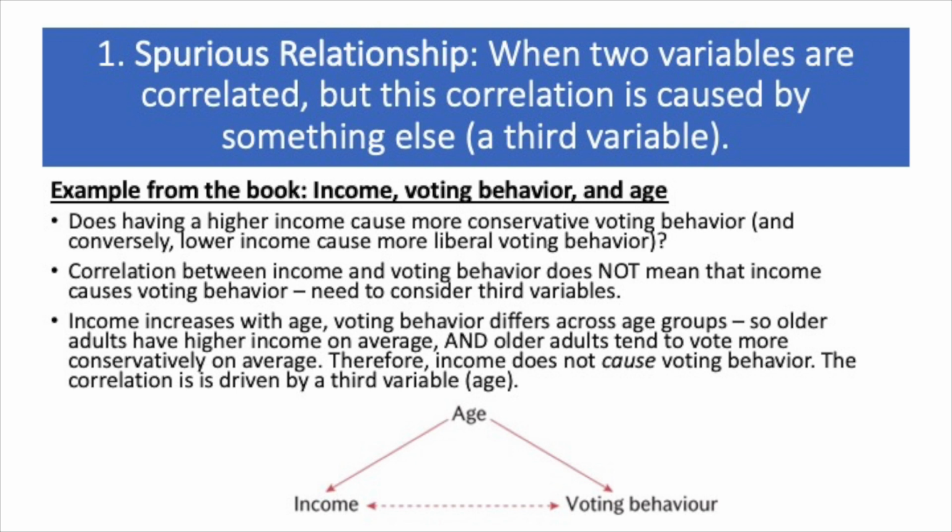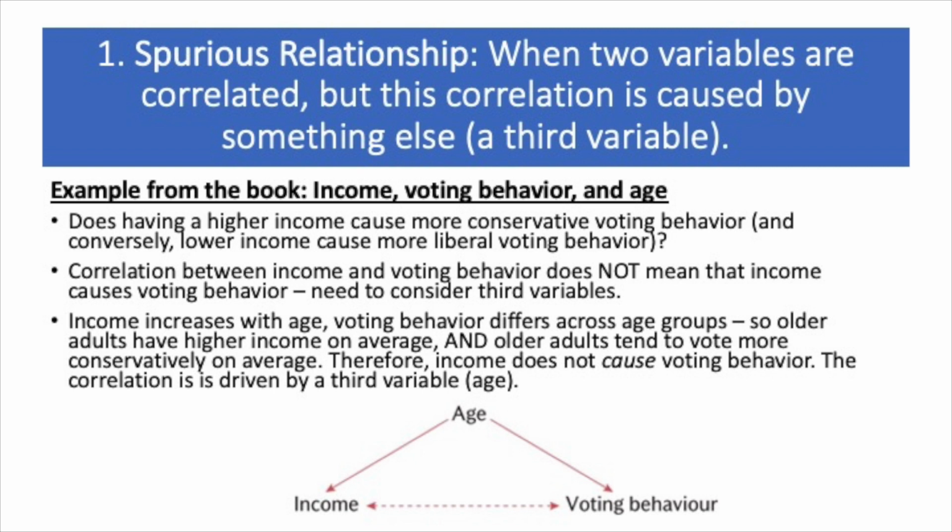Let's start discussing that first multivariate relationship from the previous slide. That is a spurious relationship. To repeat, this is when two variables are correlated, but this correlation is actually caused by something else, some third variable. And that means that the correlation that we see between those two variables initially is actually a false relationship. There is no real correlation or real relationship between them. It's actually caused by something else.